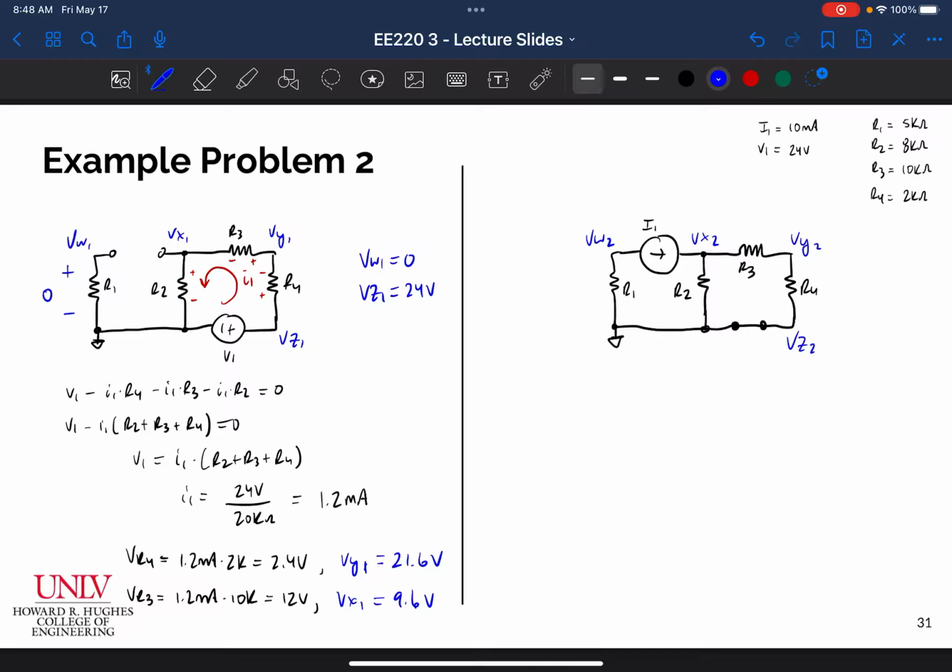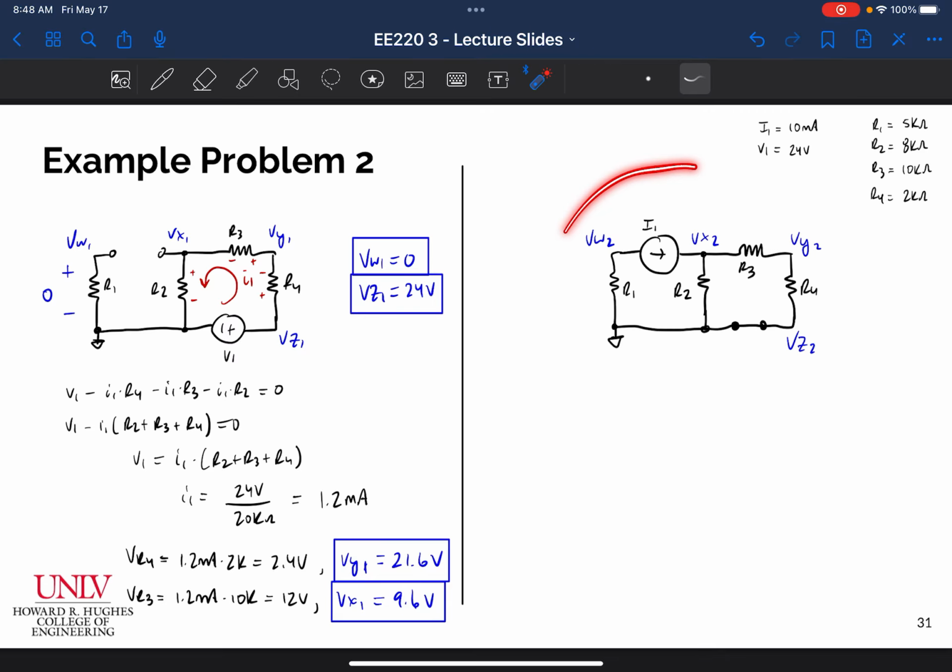All right, so that's the first part of the problem. I basically solved for all of my voltages there for the first case in my superposition. In the next video, I'll go ahead and solve for this other circuit here, get the VX2, VY2, VZ2, VW2, and then we'll add them up, and that will be our final answer. Okay, so I'm going to go ahead and end this video right here.